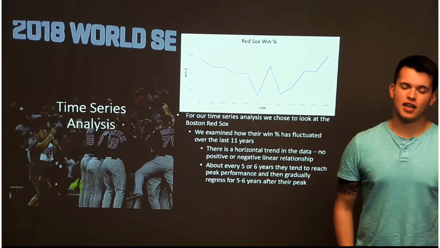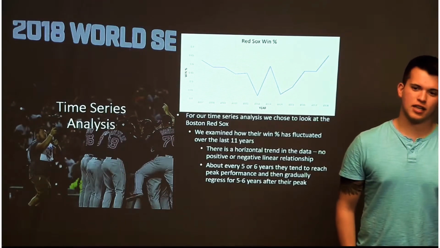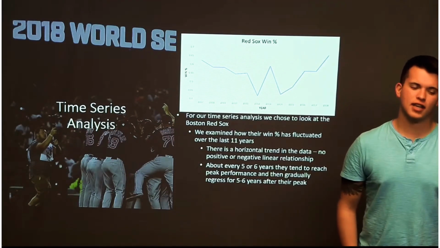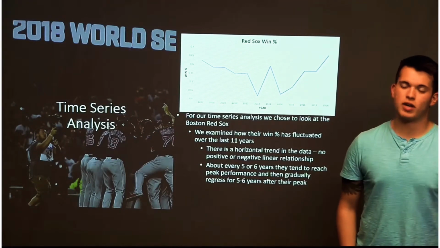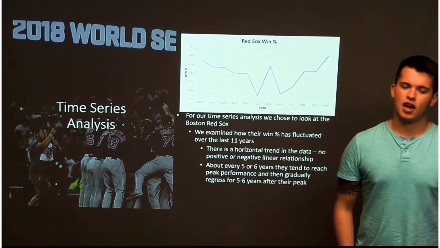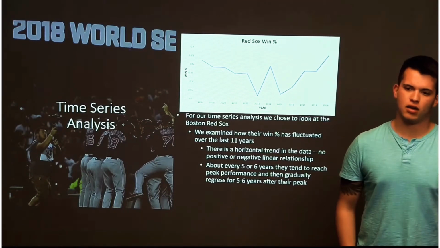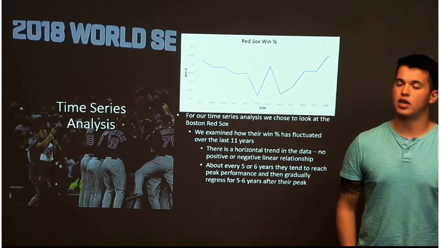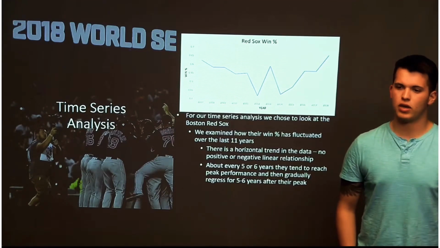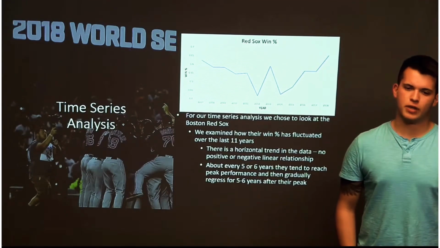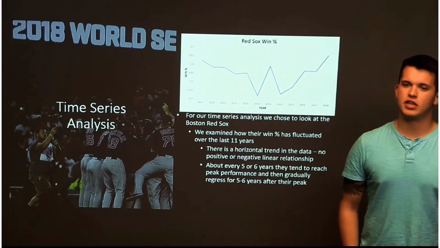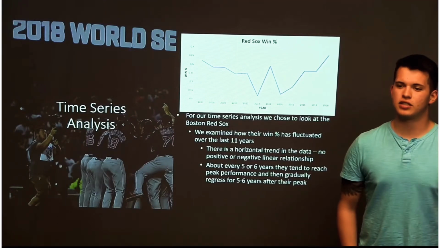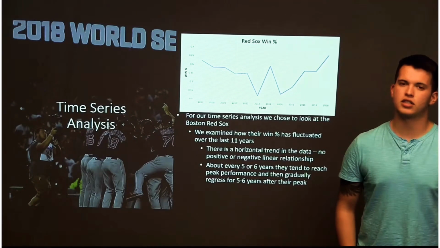For our time series analysis, we looked at the data sets over 11 years for the Red Sox, and we wanted to look at their different winning percentages over those 11 years. Overall, we didn't see much of a pattern at all. There were irregular fluctuations in their win percentages, which could be attributed to different players they picked up or different staff in the front office. About every 5 or 6 years they tended to reach a peak. After that it might go down, but the data was a little too inconsistent to display a consistent trend.